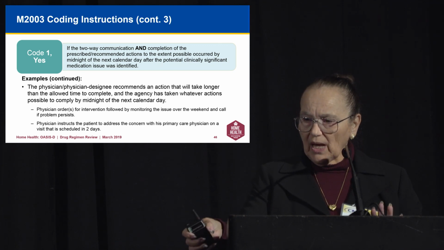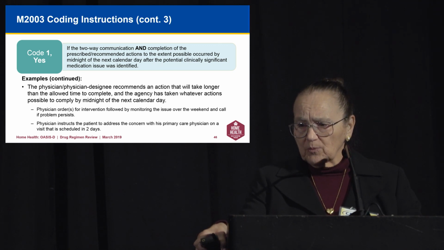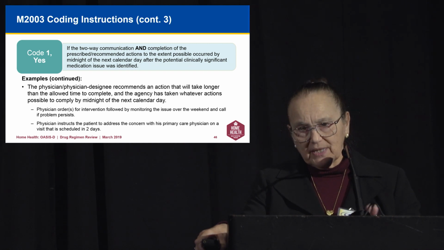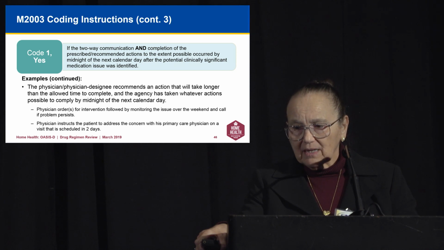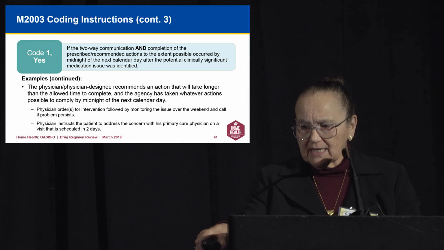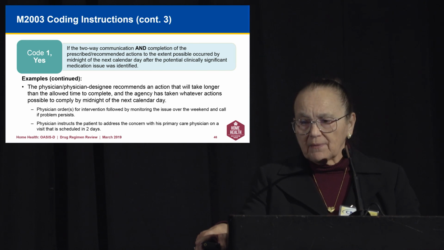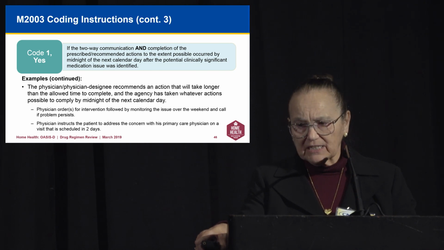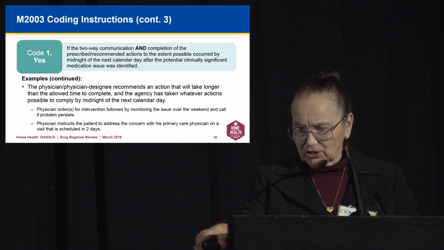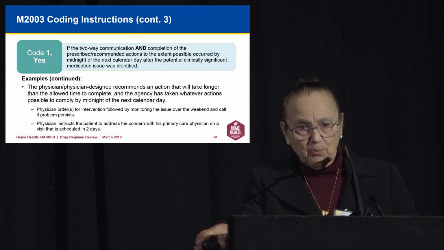Okay. If the two-way communication and completion of the actions occurred by midnight of the next calendar day, you're coding this yes. Now again, an additional example here, and this does happen. The physician or designee recommends an action that will take longer than the allowed time to complete. The agency has taken whatever actions possible to comply by midnight of the next calendar day. For example, the physician orders interventions followed by monitoring, the nurse monitors the issue over the weekend and then calls again if there's a problem.